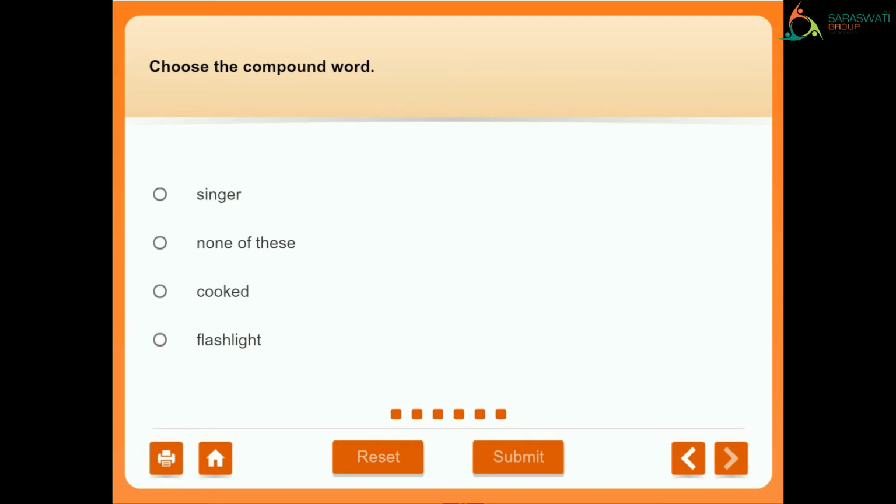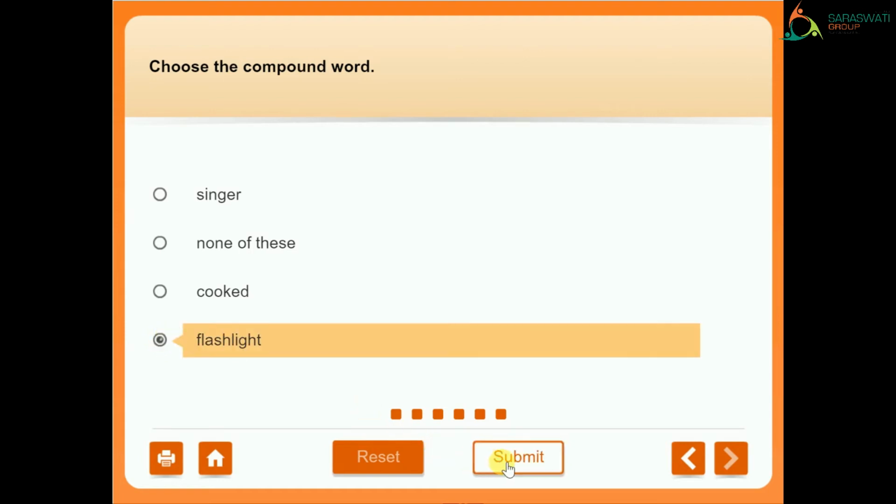Choose the compound word, and again all the four words we are going to read. Singer, none of these, cooked, flashlight. It will be, according to me, flashlight. Let me submit that. Oh yes, that is correct. Flashlight. These two words combine and make one single word, flashlight.